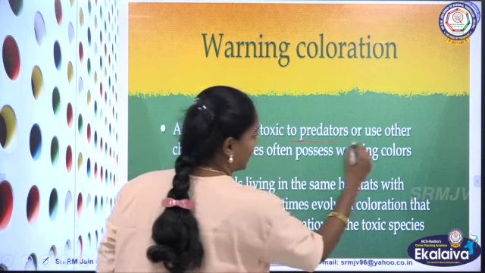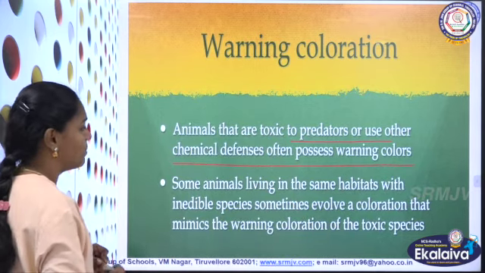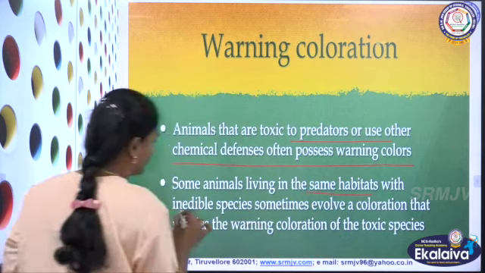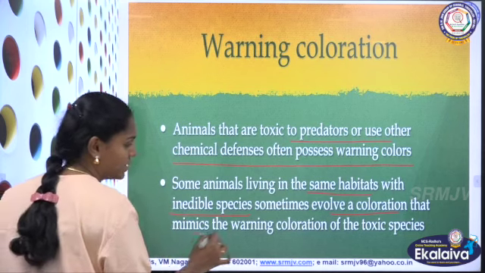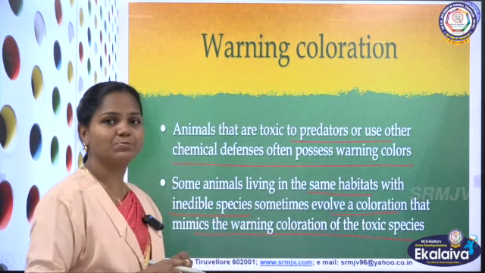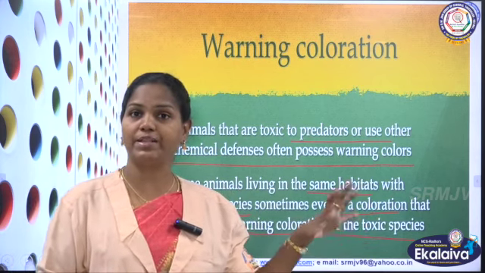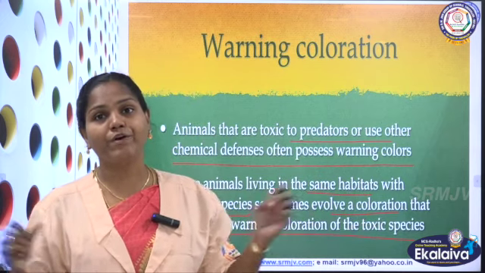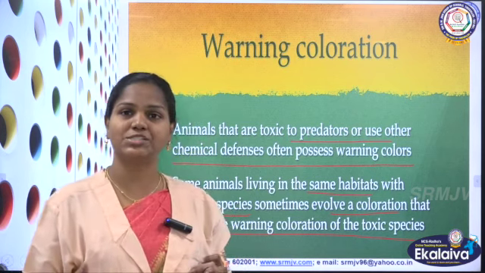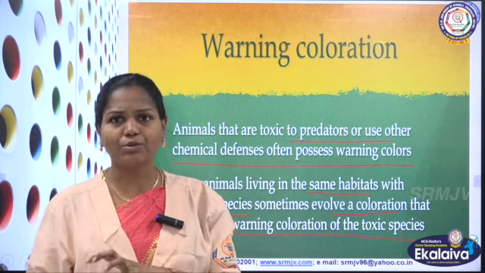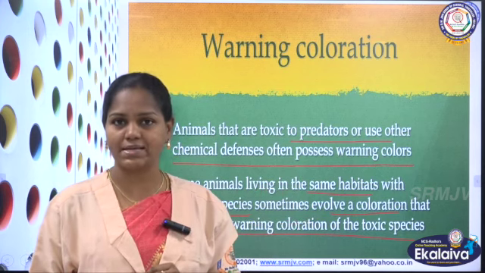Animals that are toxic to predators or use other chemical defense often possess warning colors. Some animals living in the same habitats with the inedible species sometimes evolve a coloration that mimics the warning coloration of their toxic species. Even in warning coloration there is mimicry. A real warning coloration will be there with some other animal, and very few animals, to escape from the predator, will use the same warning coloration, so that the predator will think this second group of animals is a warning animal, and will not prefer them as food.